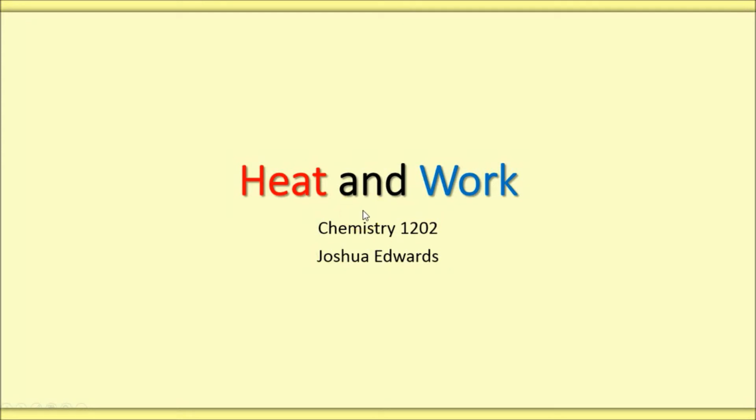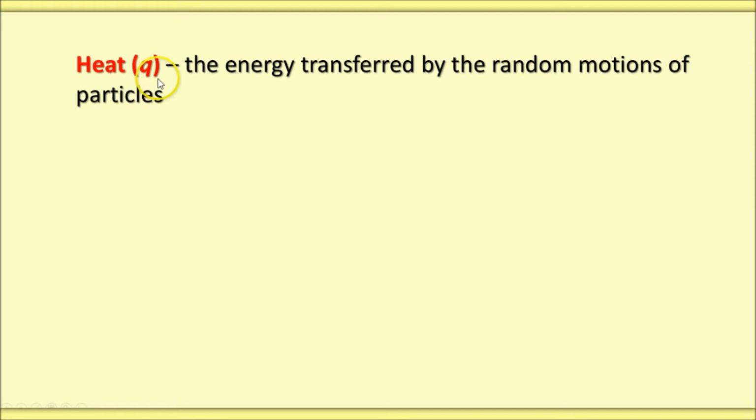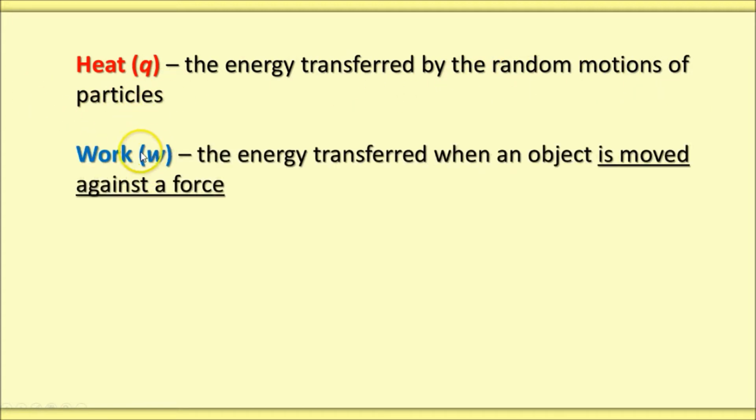In this video, we're going to talk about the two primary modes of energy transfer that we're going to deal with in this course, and those are heat and work. Heat, which is typically represented by a lowercase q, is the energy transferred by the random motions of particles. Work, which is represented by a lowercase w, is the energy transferred when an object is moved against a force, right? So, especially with work, you have to be careful because something has to be moving and that movement has to be against a force.